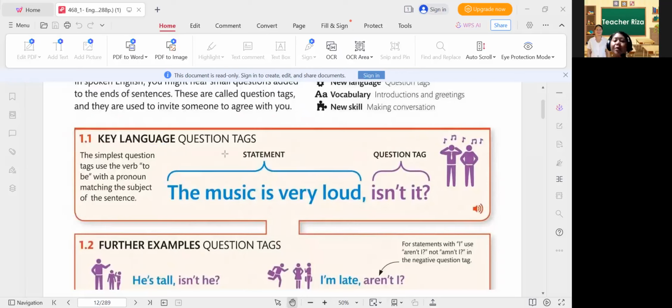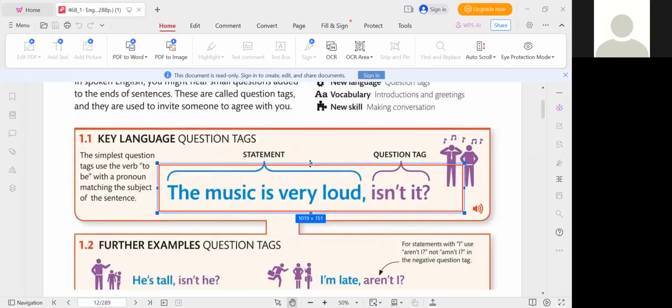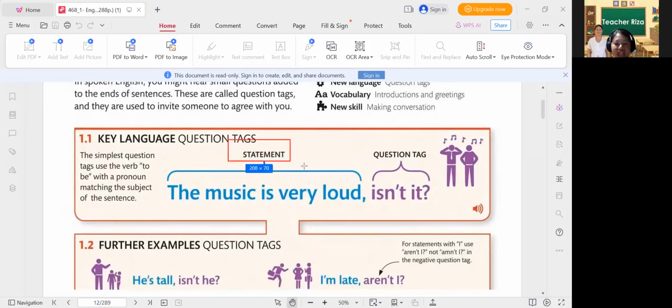So this is an example of question tags. Can you please read the sentence? The music is very loud, isn't it? Okay, very good. So that is an example of a question tag. We have the music is very loud, isn't it? As you can see, we have it divided, right? We have a statement and a question tag. Do you see it?